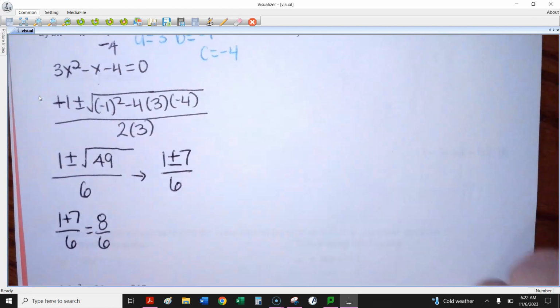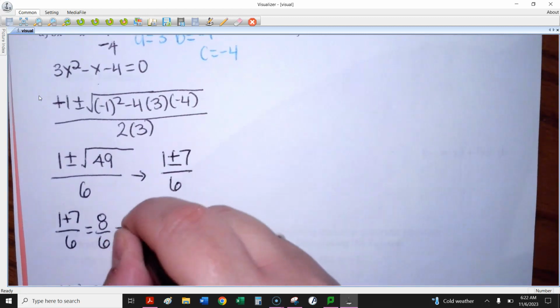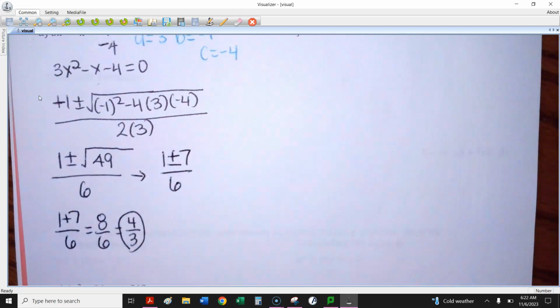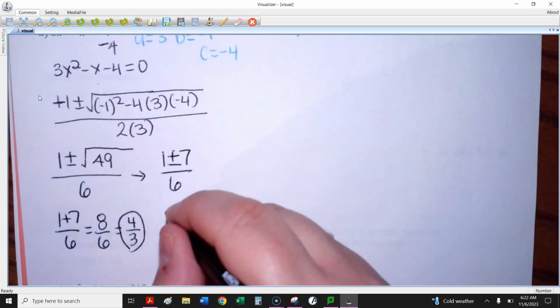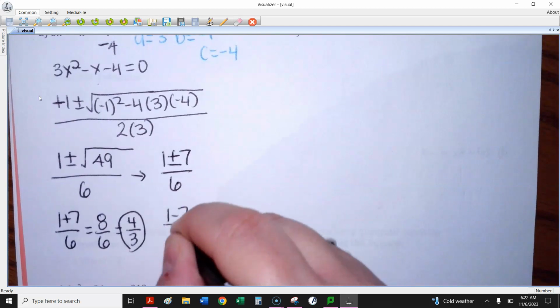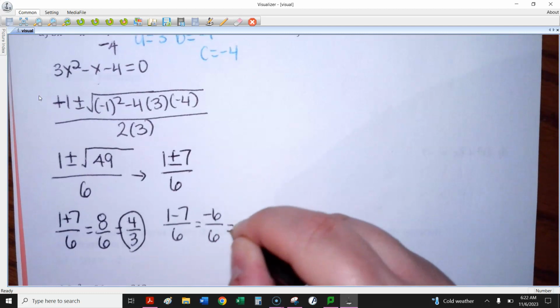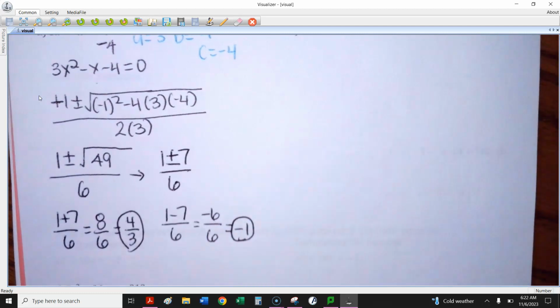Now, if we can reduce the fraction, which I can here, I want to do that. Both of those are divisible by 2, so that answer is really 4 over 3. My other answer is going to be 1 minus 7 over 6. That's going to be negative 6 over 6, which means my other answer is negative 1.